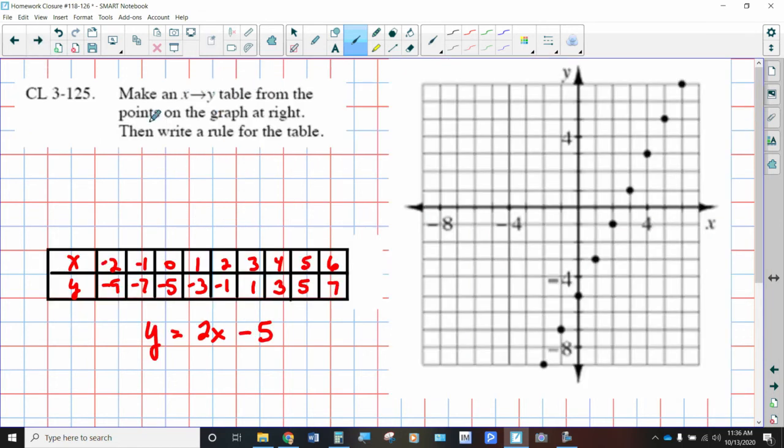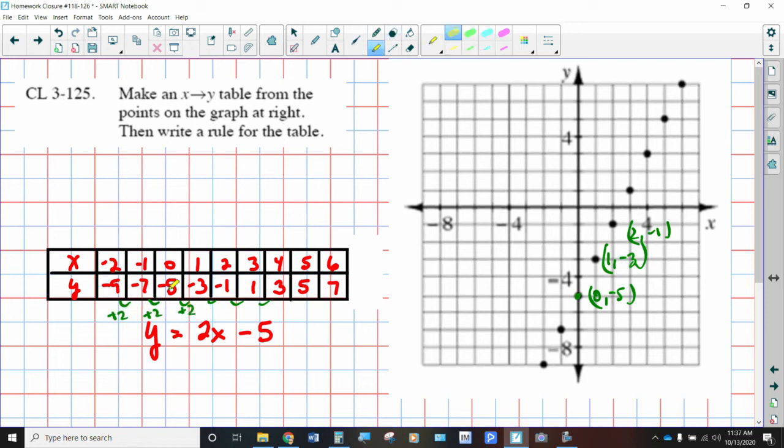Make an XY table for the points on the right, and then write the rule for this situation. Okay, so when we get into chapter 4, we're going to work more closely with how to create a rule from a graph. First thing we do is we identify, all right, there's the y-intercept, that's (0, negative 5). That would go here. And then this is (1, negative 3). And this is (2, negative 1). And what you start to realize when you put this into a table, is that there is a counting sequence. And what is happening between each one of these is these numbers are increasing by 2 every single time.